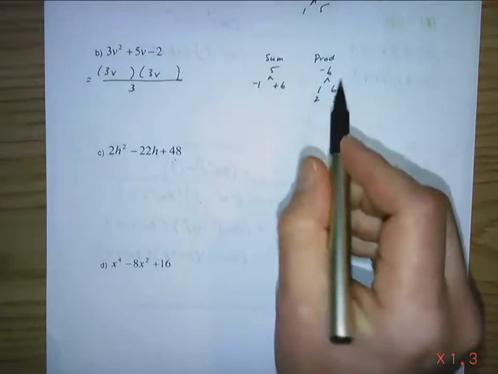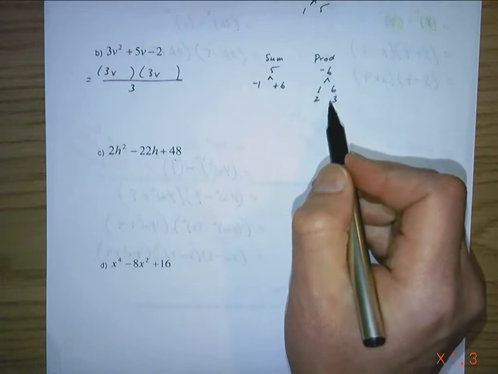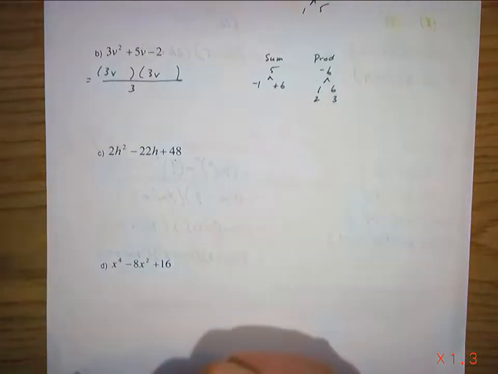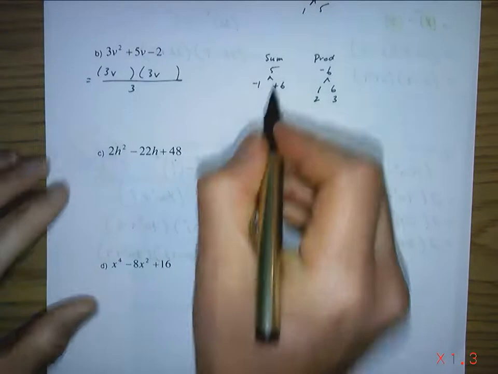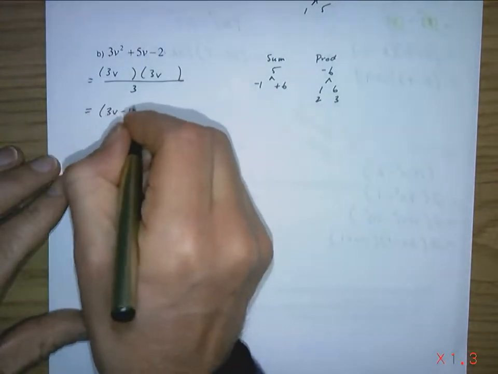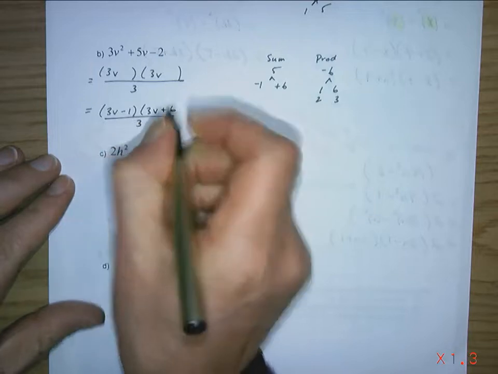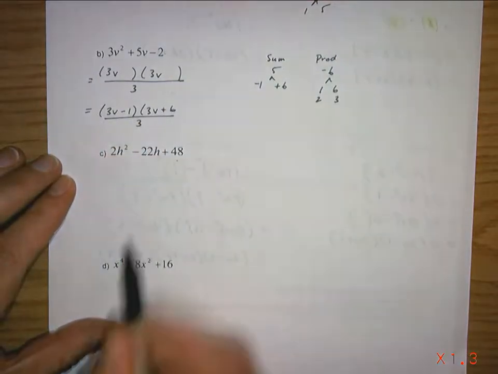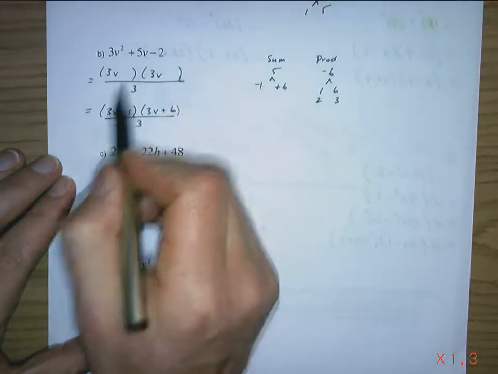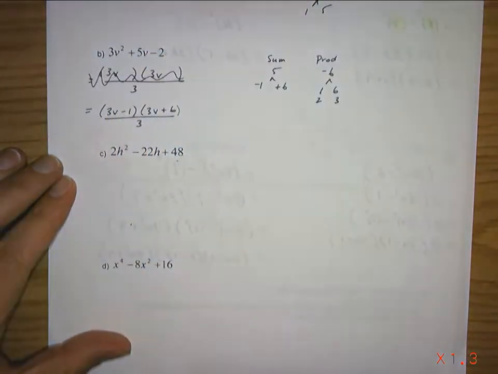Notice anything else wouldn't work. If I tried to do it with the 2 and the 3, and I was trying to get the negative 6, one of these would have to be negative, and it wouldn't sum to give me positive 5. So, off I go. I got 3v minus 1, and 3v plus 6, all over top of 3. I actually goofed up what I was doing here. I should have put these numbers up here, so I'll just get rid of that, and I have this here now.